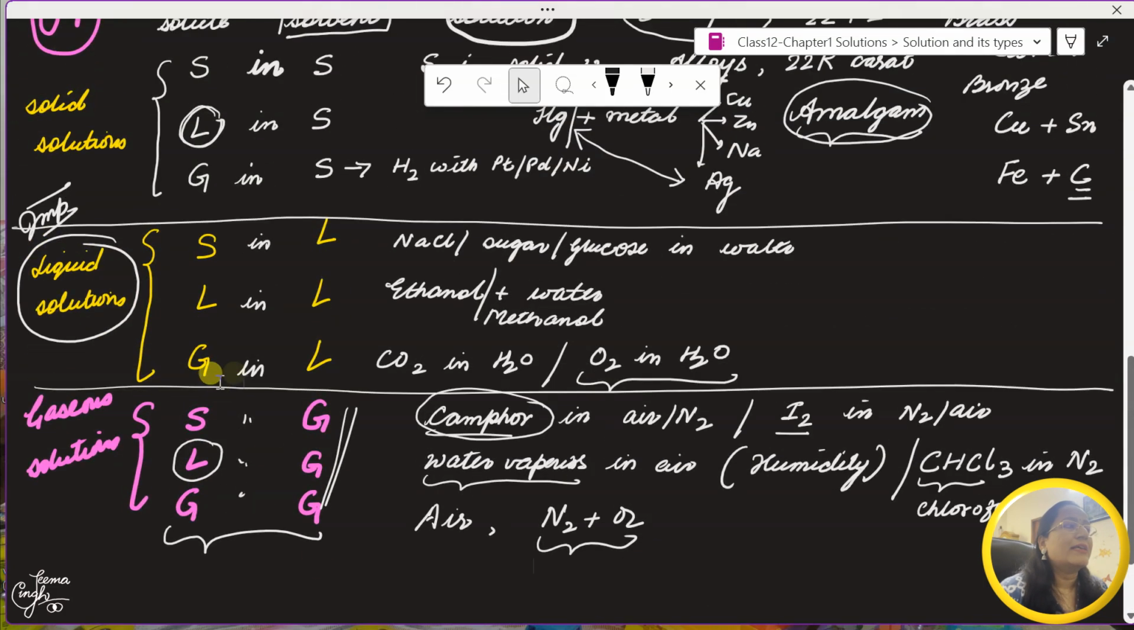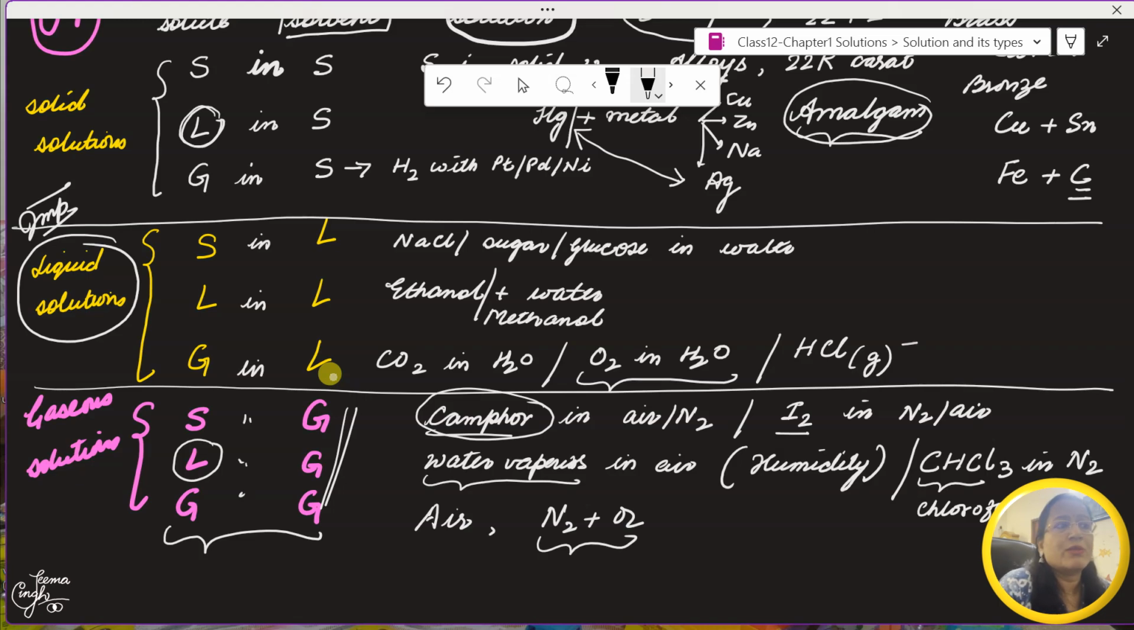Then you have gas in liquid, right? Liquid dissolved gases should be there. You have carbon dioxide in water, oxygen in water. Also, you have HCl. HCl is in gaseous form. We always hear about HCl as acid, right? Now, this gas, when passed over water, you have HCl aqueous, right? It is highly soluble. Oxygen is less soluble in water, whereas HCl is highly soluble in water. Even this is an example of gas in liquid type of solutions.